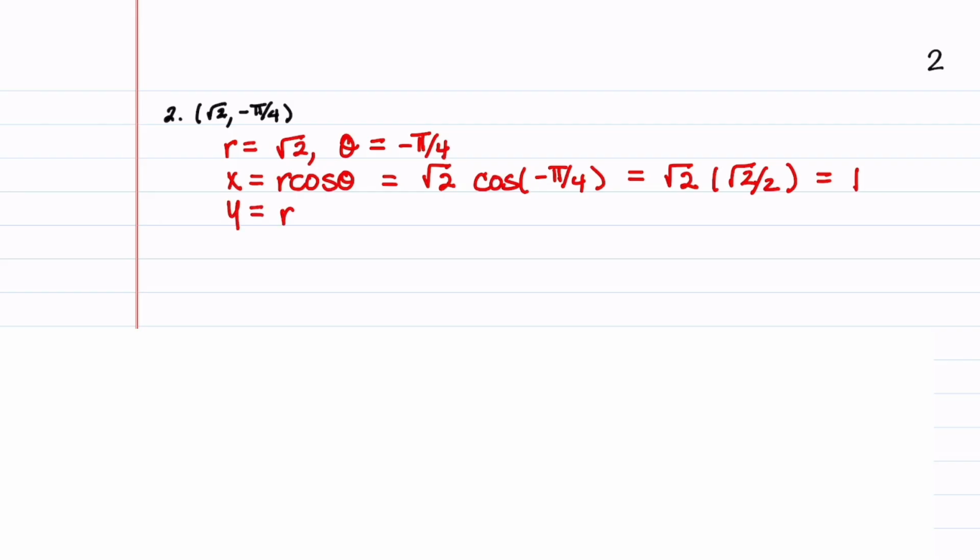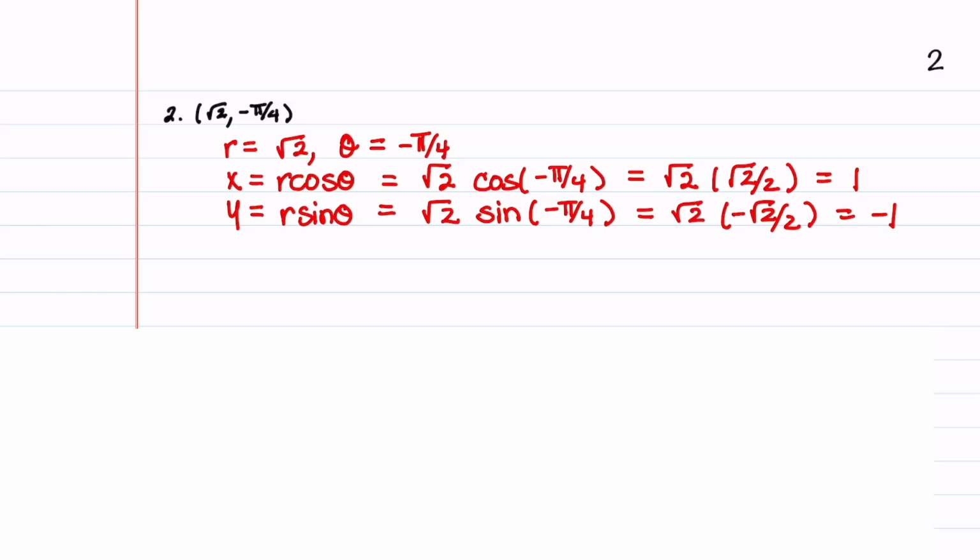Y is equal to r sine theta. This is equal to root 2 times sine of minus pi over 4. The sine of minus pi over 4 is minus root 2 over 2. So we have root 2 times minus root 2 over 2, which gives us a value of minus 1. Our point in rectangular coordinates is equal to (1, minus 1).